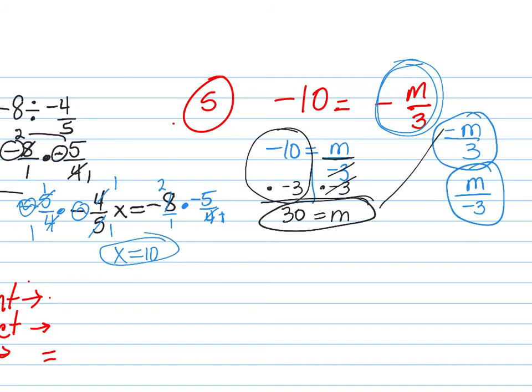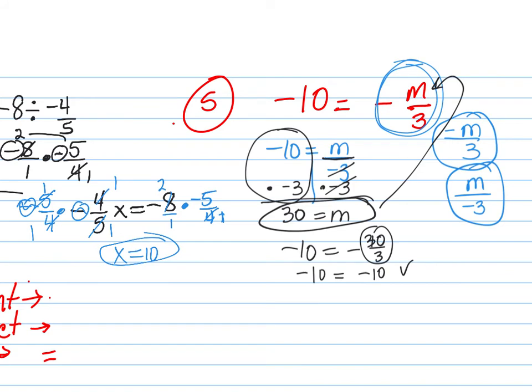Check it. Put it right back up in there. Negative 10. Is that equal to negative 30 over 3? Well, 30 divided by 3 is, and that's negative 10 then, right? It's opposite. Is that what I wanted?